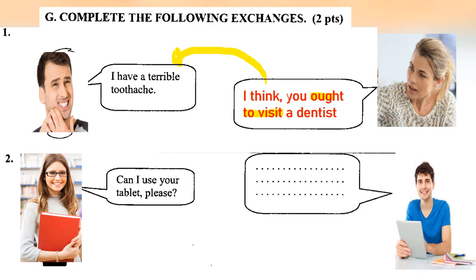For number 2, a student is making a request to use a tablet. She said, can I use your tablet, please? If you accept, it's up to you. If you refuse, refuse politely. Here, better accept, we can say certainly, here you are. You are accepting to give her your tablet.